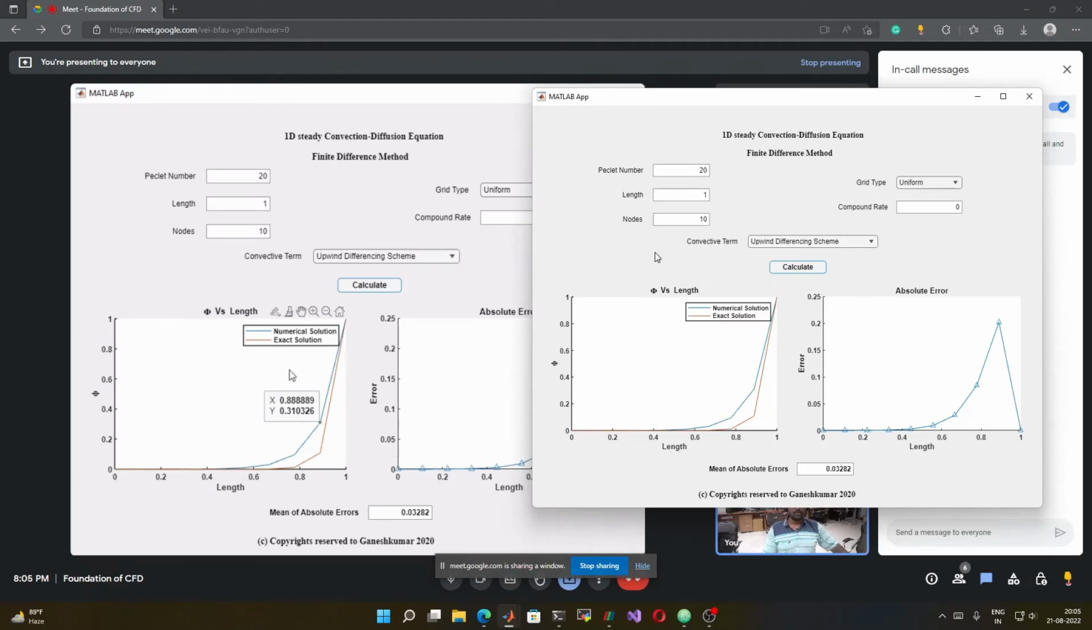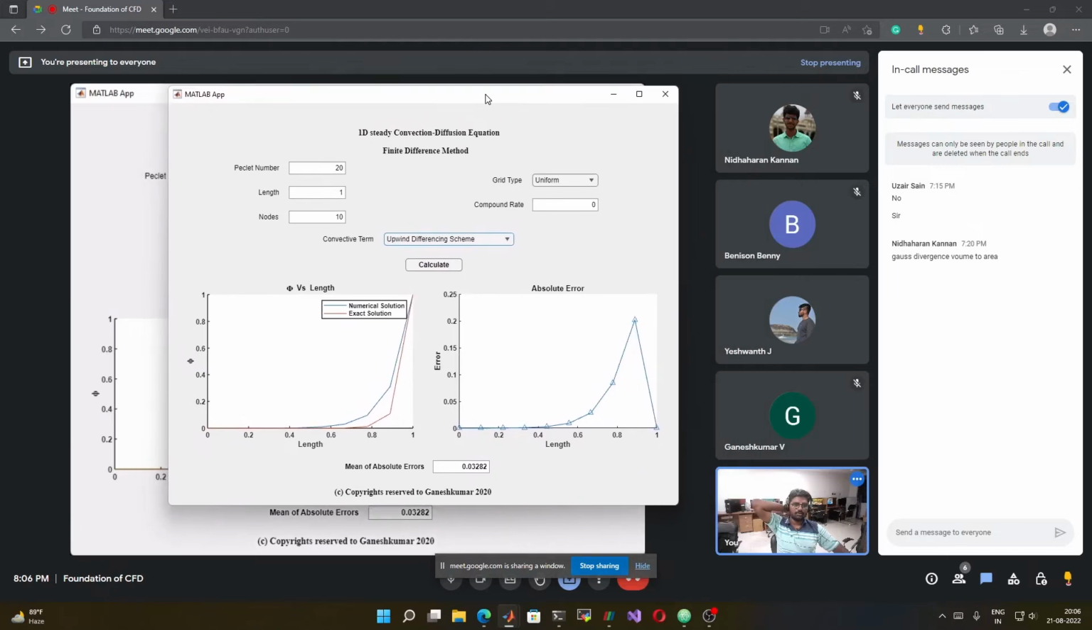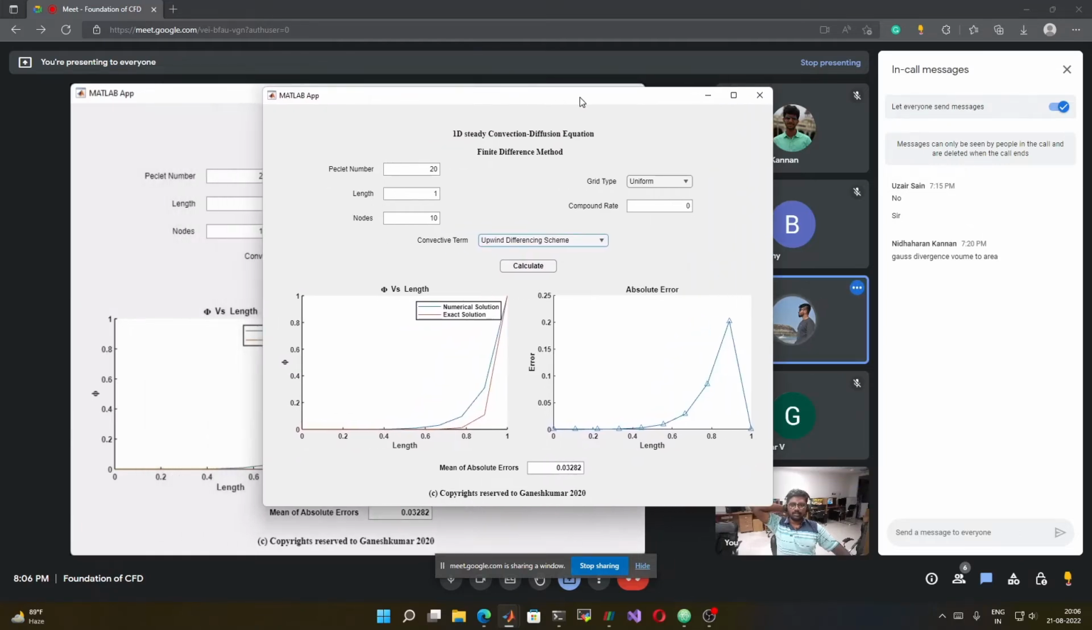We have 10 nodes. How many delta x do we have? We will have 9 delta x, since the 10 nodes include the boundary nodes too. Now let's say I'm changing this to the central differencing scheme. Is this clear, what I'm trying to do? Yeah, we are able to understand. Okay, so I'm changing to the central differencing scheme.